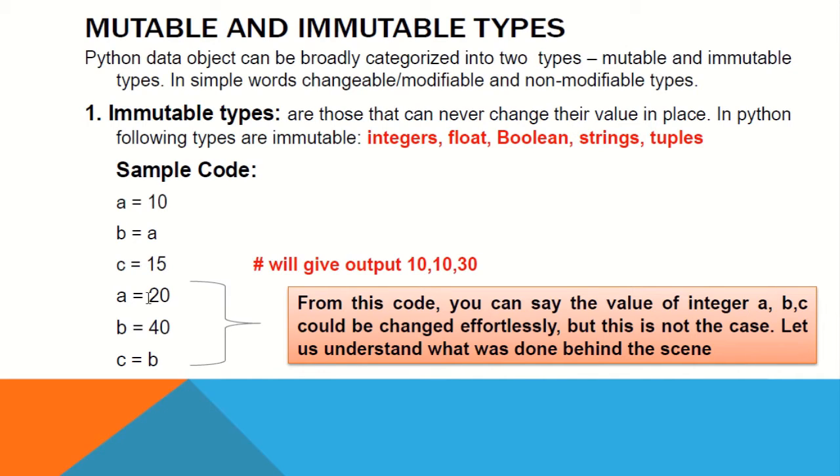c equals 15. Then the output is a equals 20, b equals 40, c equals b. From this code you might say the value of integers a, b, c could be changed effortlessly, but this is not the case. Let us understand what was done behind the scenes.